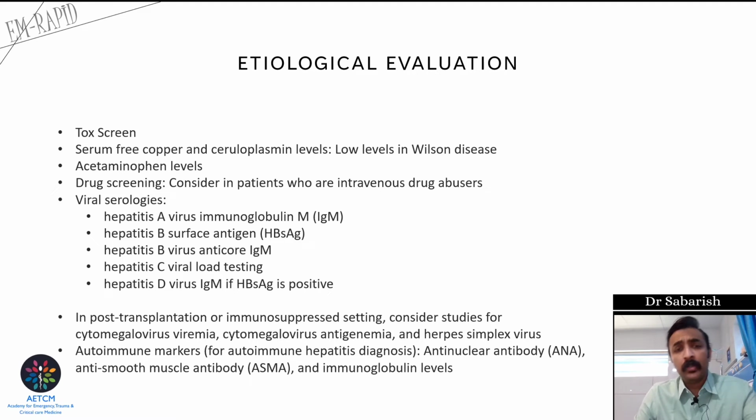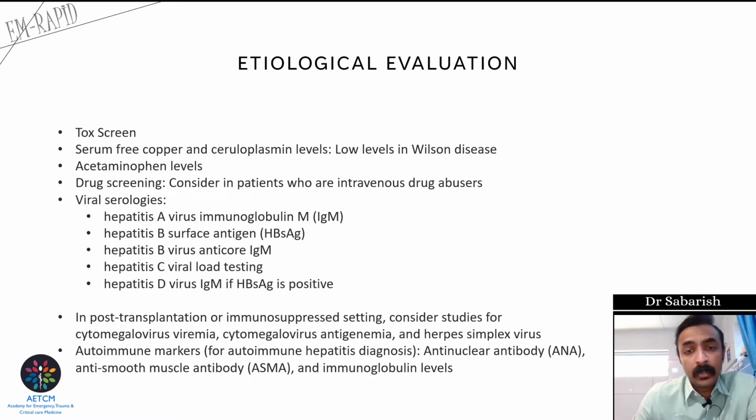From an etiological point of view, your investigations will involve a toxicological screen, screening both urine and serum, and nasogastric aspirate if indicated, for all suspected hepatotoxic agents. If Wilson's disease is suspected, look for serum free copper and ceruloplasmin. If paracetamol toxicity is suspected, of course, acetaminophen levels.